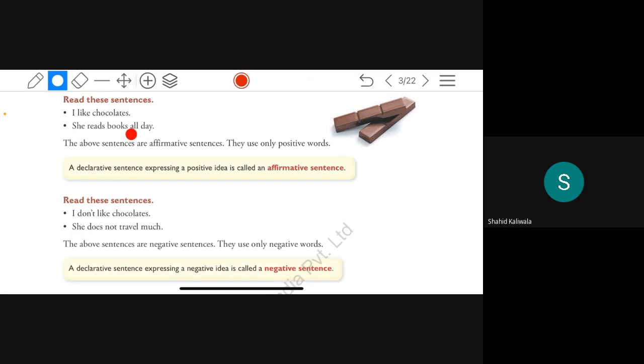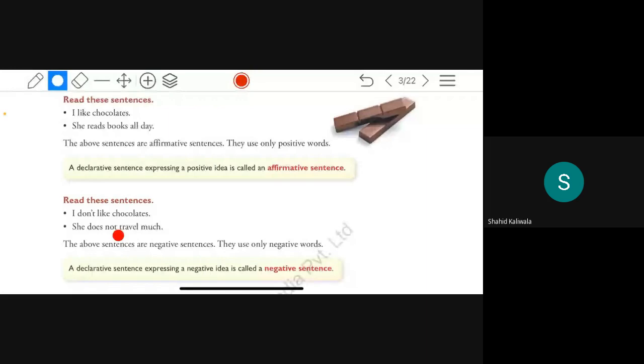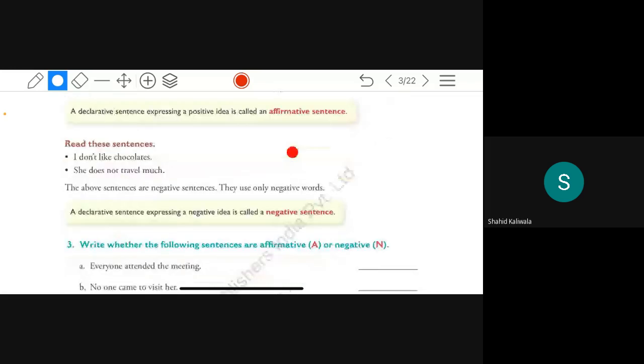While negative sentences are the sentences where at least one negative word you will see. I do not like chocolates. She does not travel much. So not is used. No, not, never, neither are negative words. If there is a negative word, it is called a negative sentence. And then we had written affirmative and negative.